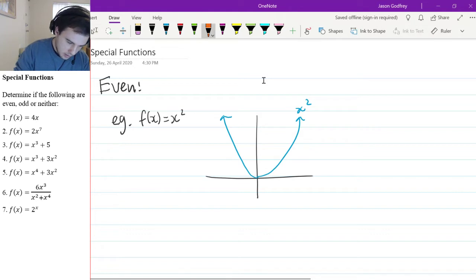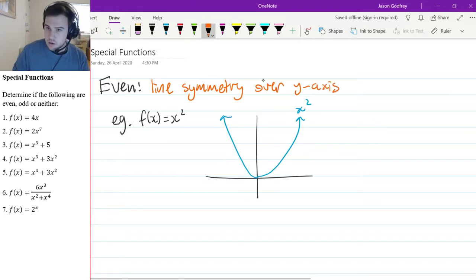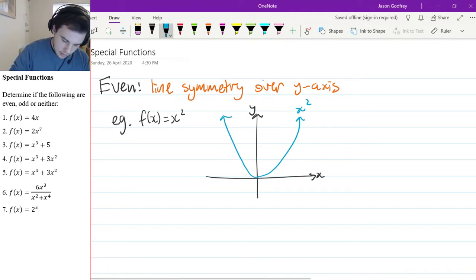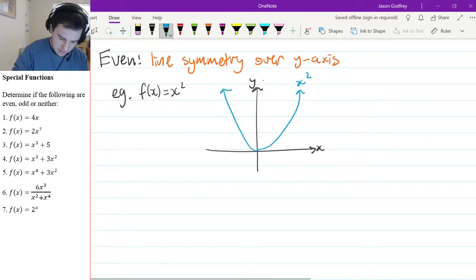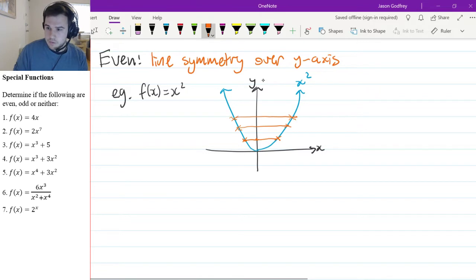Even means it's got line symmetry over the y-axis, which I should probably label. Right. So let's investigate something to do with the values here. If we put in, let's look at, say for example, a value here and here. Notice they have the same y value. So we're going to look at a couple of values where they're the same.